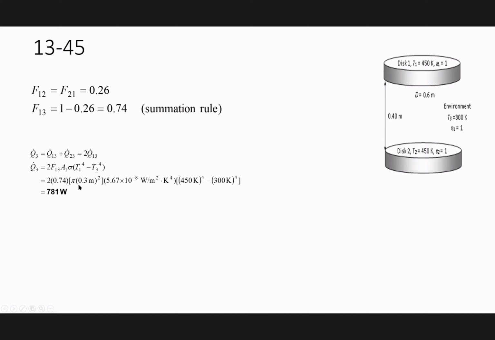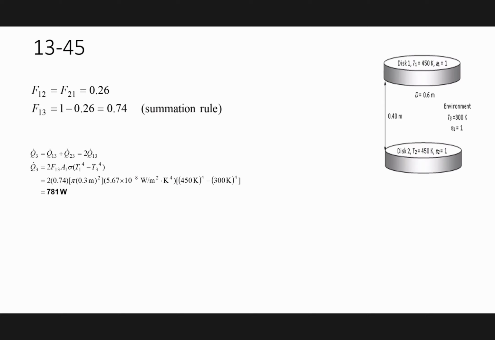Any question here, please? Yes, sir. You mentioned that the summation rule can only be applied for an enclosure. That's correct. So for this case, you considered it as an enclosure because you defined the environment to be a black body at 300 Kelvin?